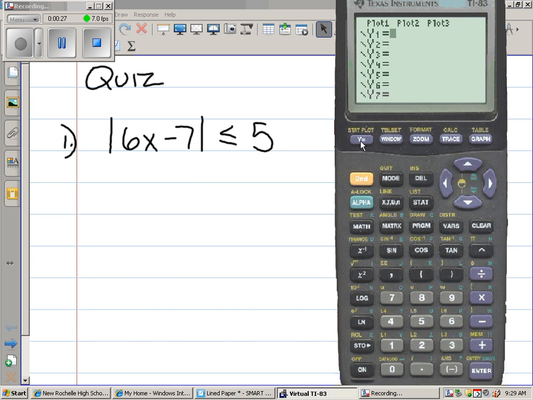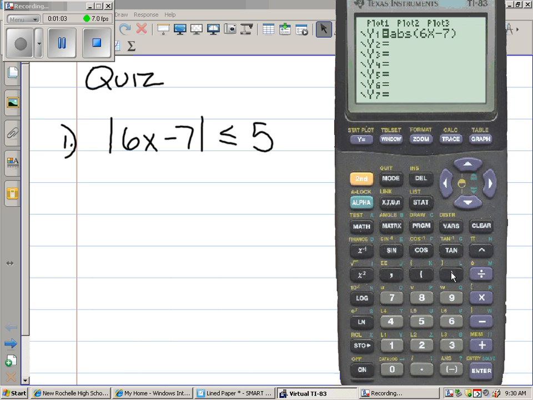Hit the y equals screen. What we're going to do is enter this equation into the y equals screen and take a look at what the answer should look like graphically. How do you get the absolute value markers? Where do you go and look for them? Yeah, we're going to go into the math section, number, ABS, and then you just type in what's there, 6x minus 7, and close the brackets.